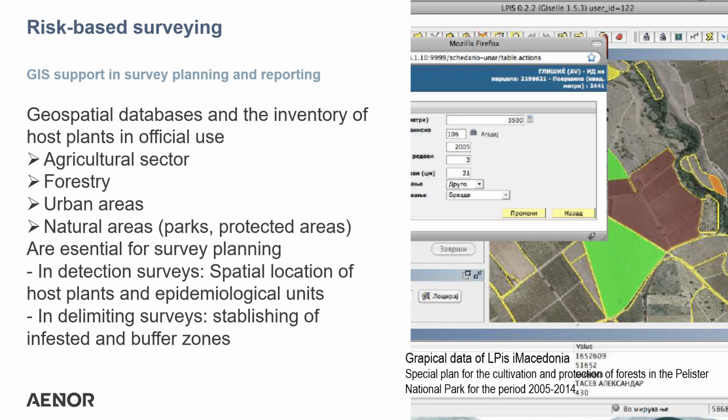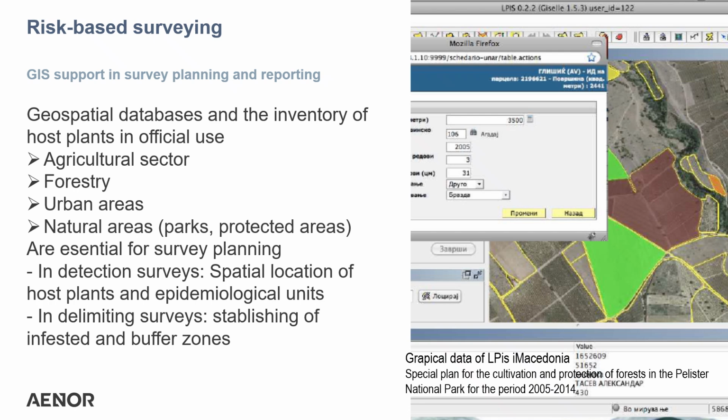In answering the question where the hotspots could be located, where are the risk areas, competent authorities appreciate the support of geographic information system experts who can access the geospatial databases and operate with GIS tools to visualize and analyze the locations of our interest. We got help from North Macedonian GIS expert Professor Dr. Duško Mukaetov, who prepared the inventory of host plants in official use for the agriculture sector, forestry, urban areas, natural areas like parks and protected areas, and prepared some examples of demarcation.